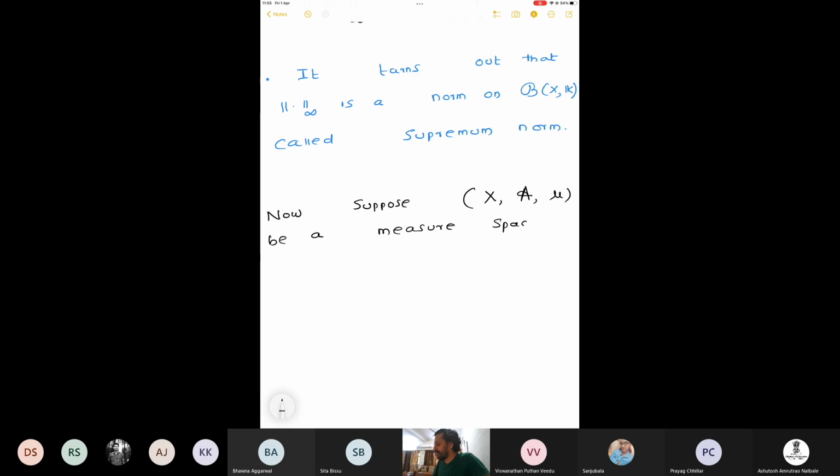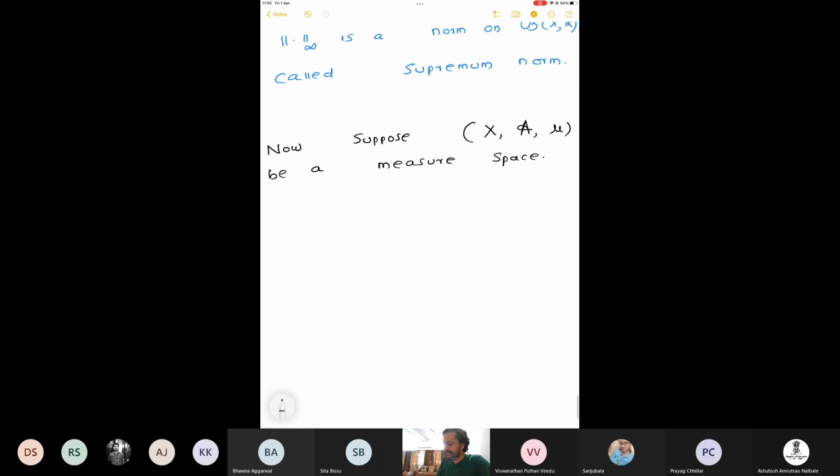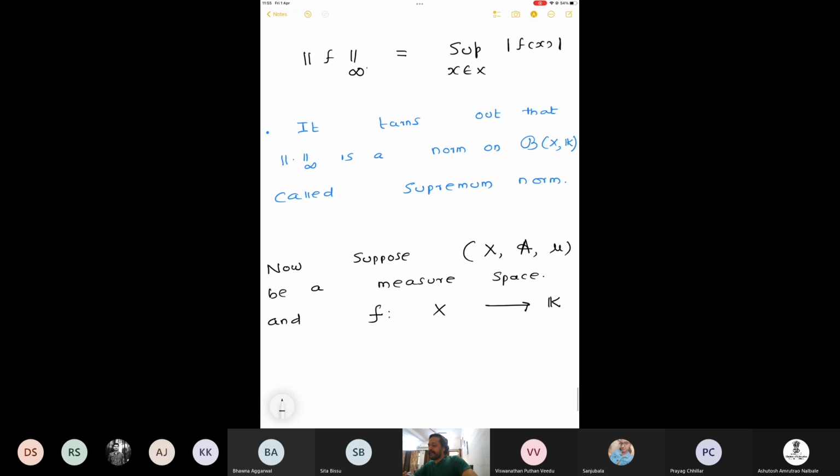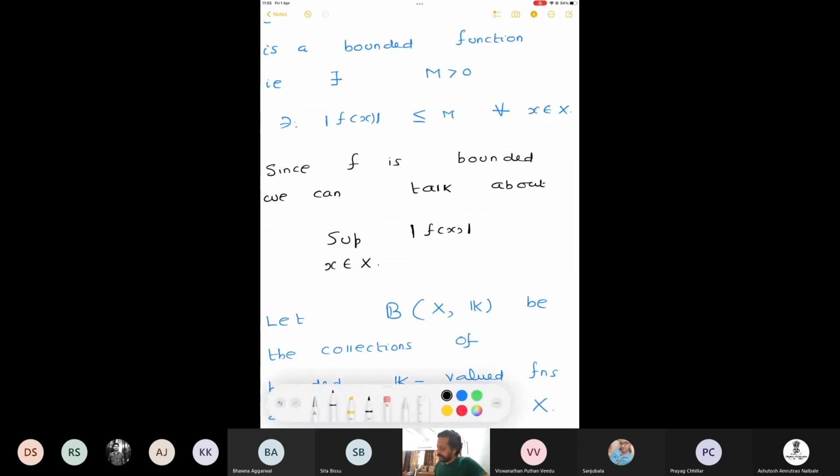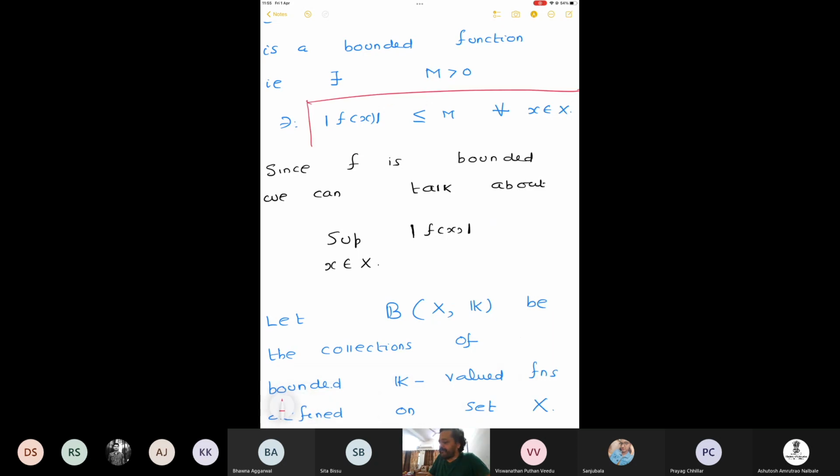Now I can talk about measure, not just sets. Let f be a function from X to K, not from a set. It is now from a measure space. How did you define boundedness? You define boundedness like this: modulus of f of x is less than or equal to M for every x element of X.